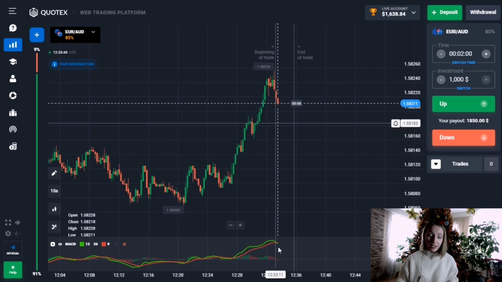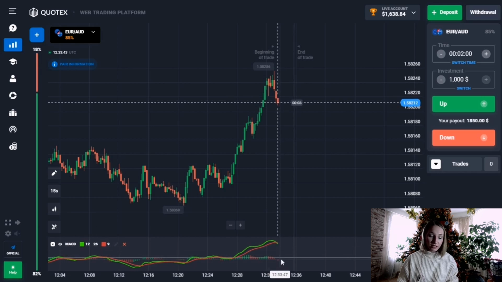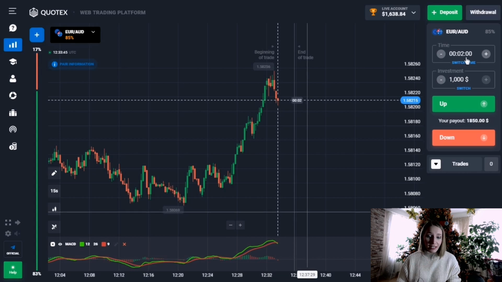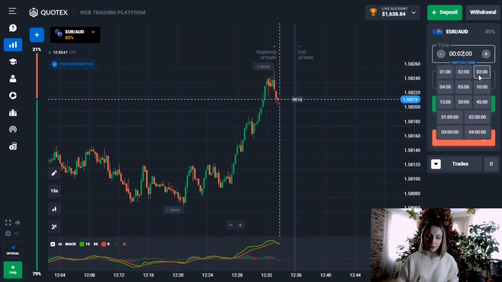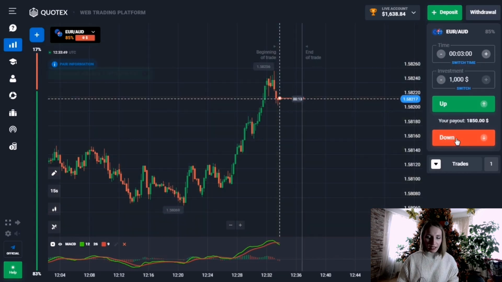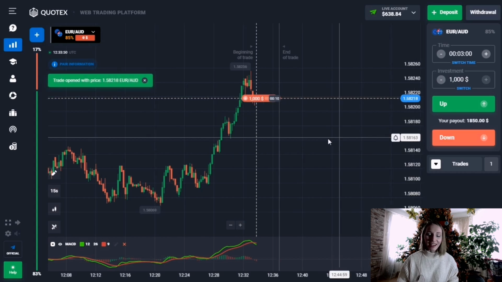Also pay attention to our indicator, it's showing us that there is a good entry point. In this situation, let's open a trade with down. Let's do it for 3 minutes. I think this time will be quite enough here. So guys, I want to check it.